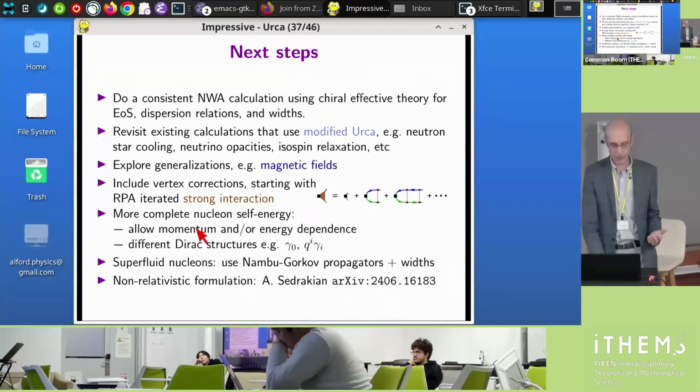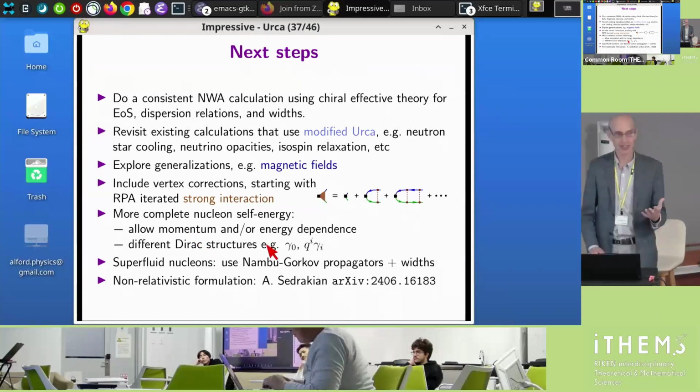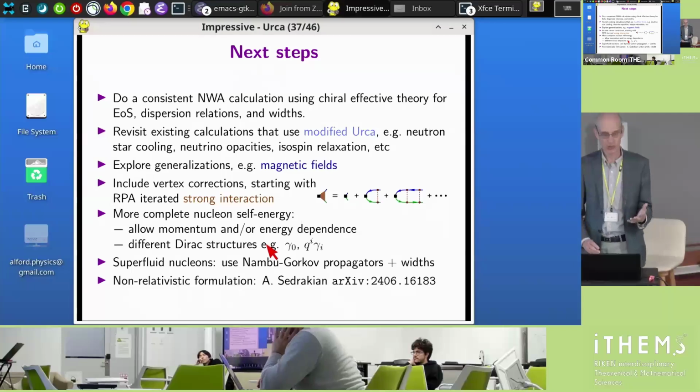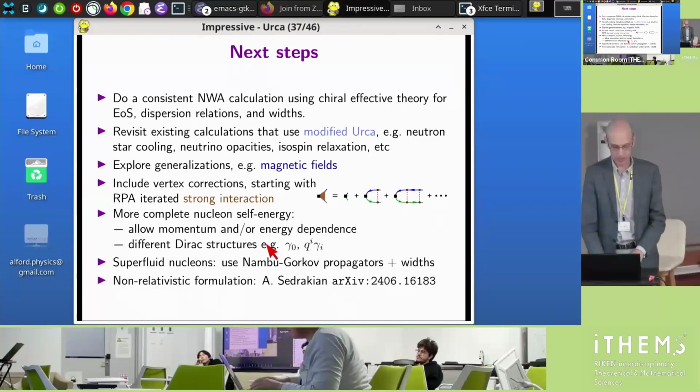You could allow momentum and energy dependence, and you could also possibly look at different Dirac structures. Like, okay, there's one that looks like a Dirac singlet. The mass has a width, but maybe you could have other imaginary components in the propagator.